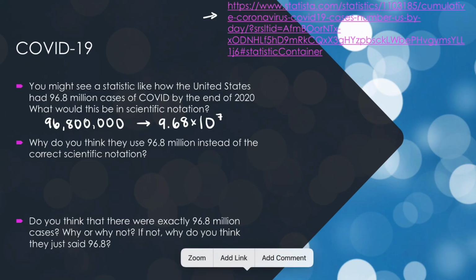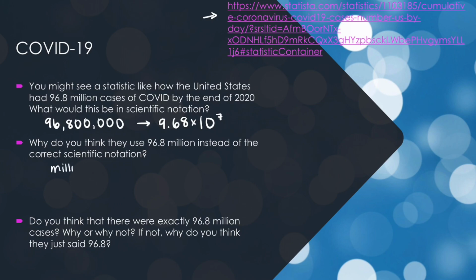So why did they use 96.8 million instead of the correct notation? Well, million is such an easy thing to remember and for everyone to understand instead of 7 places to the left of the decimal or 10 million, right? So you'll often see statistics like this where it's just kind of rounded to the nearest millionth or thousandth or billionth or whatever, because it's just easier for our brains to understand.